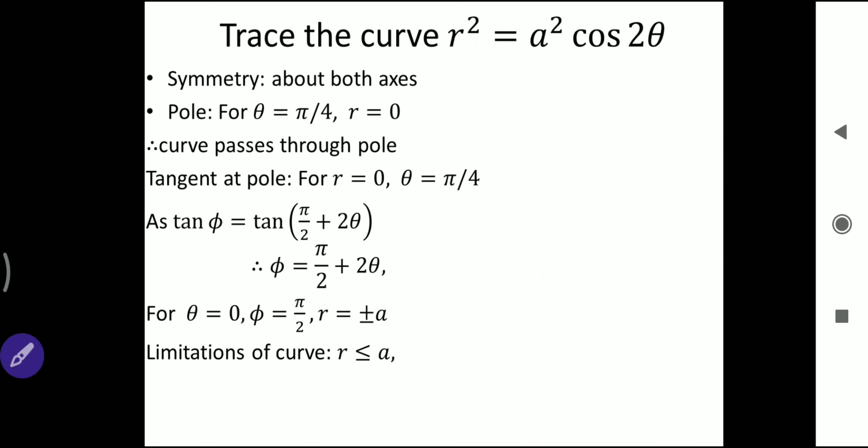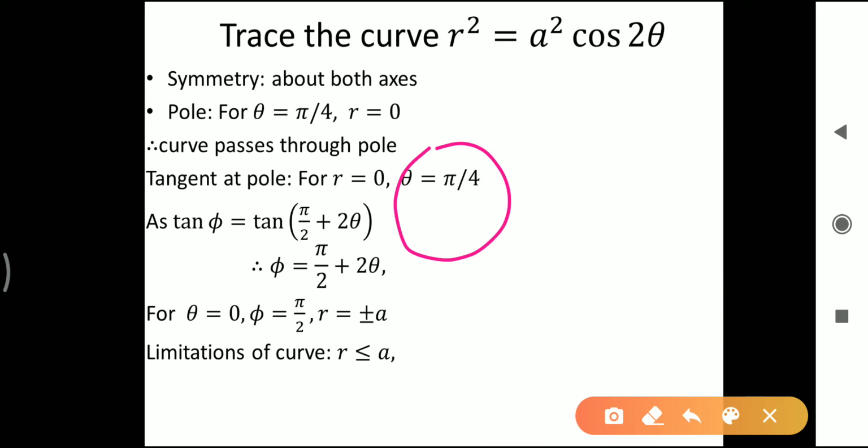Okay, so here I have written only one because of this symmetry. Since the symmetry is about both the axes, we are supposed to trace the curve only in the first quadrant. But if you want, you can write down all the tangents. The tangents are pi by 4, 3 pi by 4, then 5 pi by 4 and 7 pi by 4.